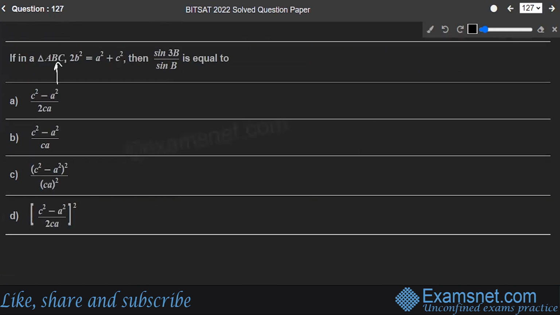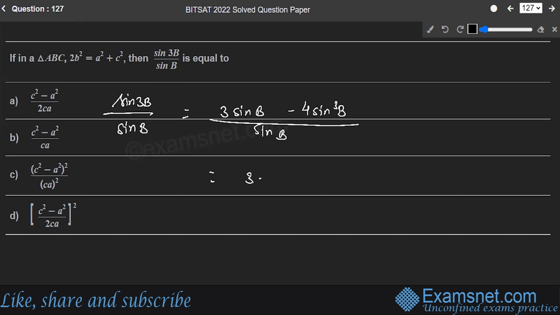In a triangle ABC, 2b square is equal to a square plus c square. And you have to find out this, sine 3b upon sine b. So let's write it down. Sine 3b upon sine b. What is sine 3b equal to? This is 3 sine b minus 4 sine cube b divided by sine b, or this will be 3 minus 4 sine square b, or you can write it as 1 minus cos square b, and you have 2b square is equal to ac over here.